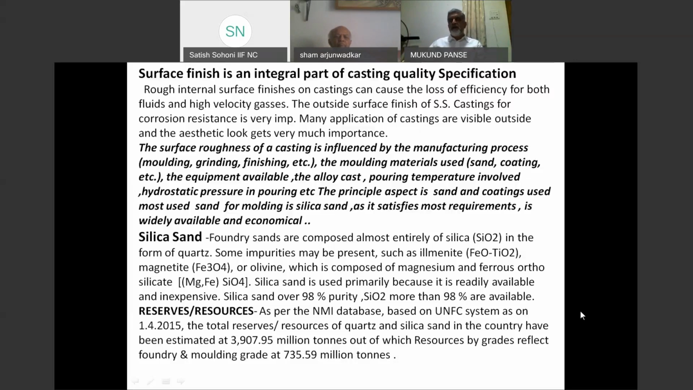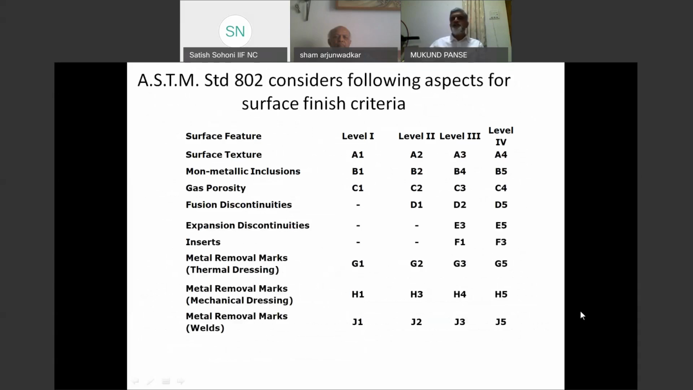And the Allahabad sand, which is on the banks of the Ganges, is supposed to be one of the best sands in the world. As per the NMI survey in 2015, the total silica sand reserves in the country are 4,000 million tons, out of which around 735 million tons is suitable for foundry use. That is, sufficient stock of silica sand is available.